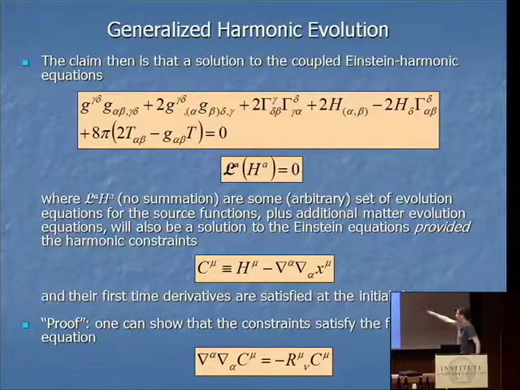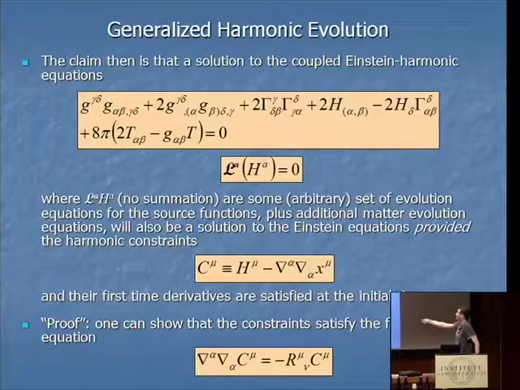You can show just from using geometric identities that the constraints themselves satisfy a wave equation, but it's got a source term. But the source term is proportional to the constraints. So, loosely speaking, if you want C to be 0 for all time, this is the equation that's going to satisfy it. If it's 0 initially and its first time derivative is 0, C equals 0 is a solution for all time.